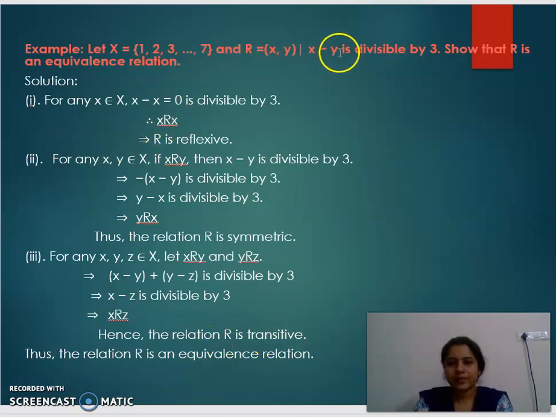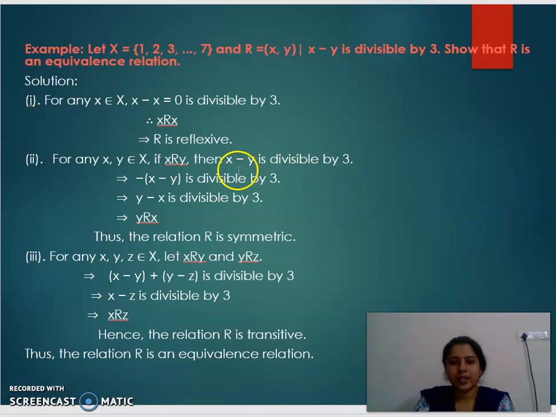The condition is that x minus y must be divisible by 3. So x minus x, as in reflexive we take both x, x. So x minus x means 0. 0 is also divisible by 3. So it is reflexive.